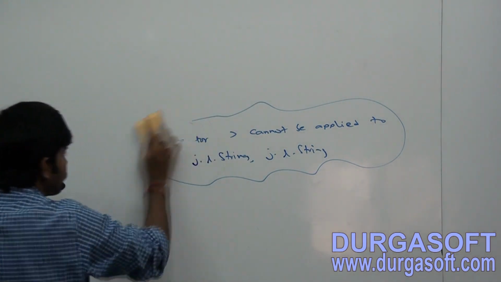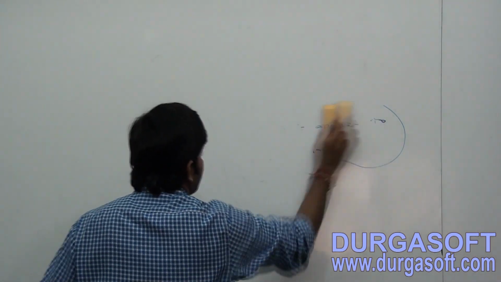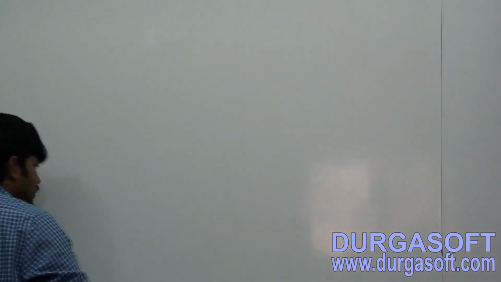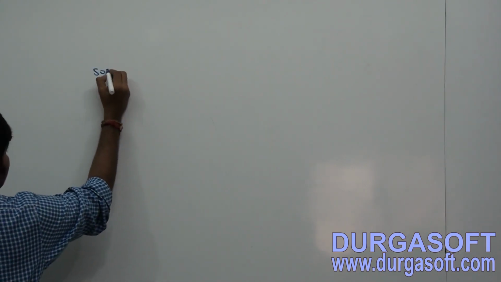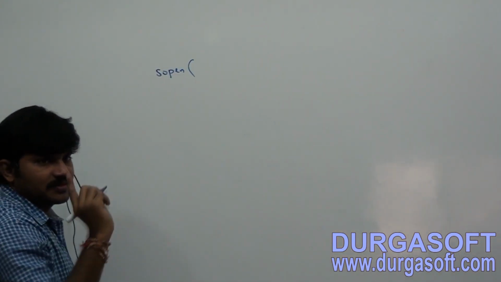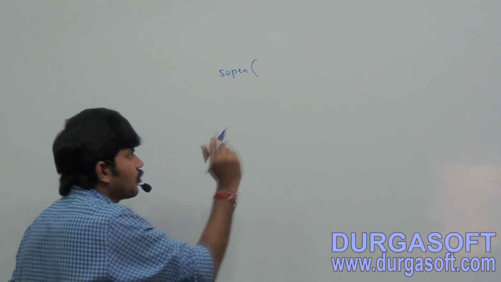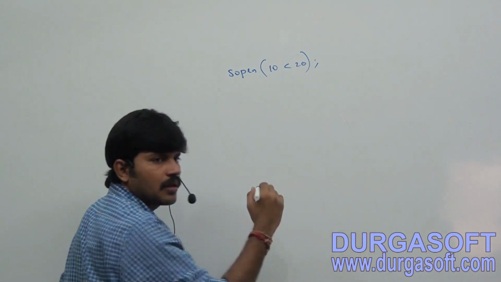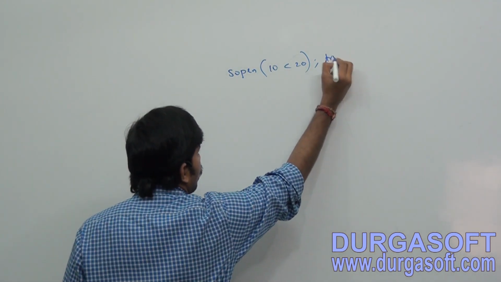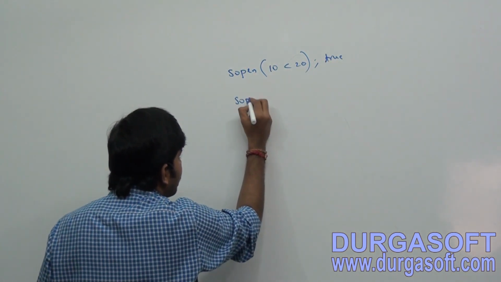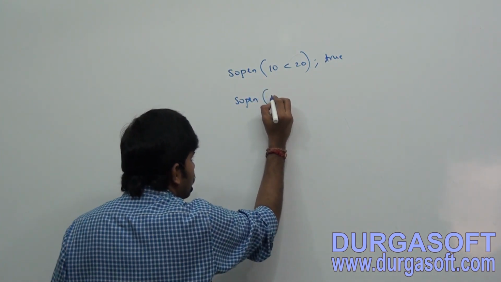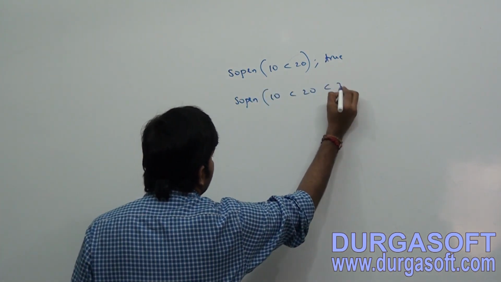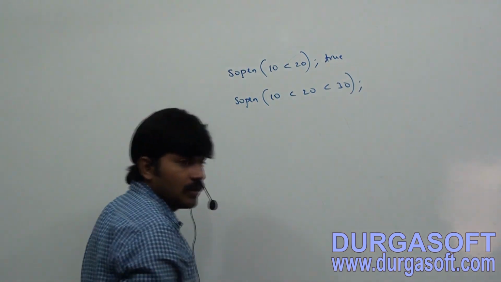Now next, one more conclusion about relational operators, right? Legend, so make sure you people have clear clarity. System.out.println, now legend, you have to tell immediately. Don't think too much. 10 less than 20. What is the answer? True is the answer. You have to tell immediately. Don't think even 1 second. 10 less than 20 less than 30. What is the answer?